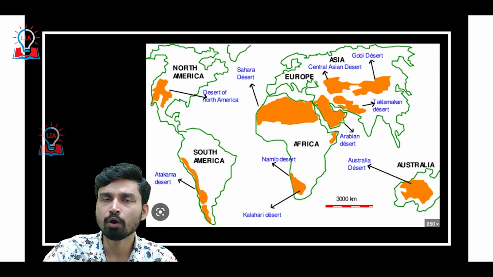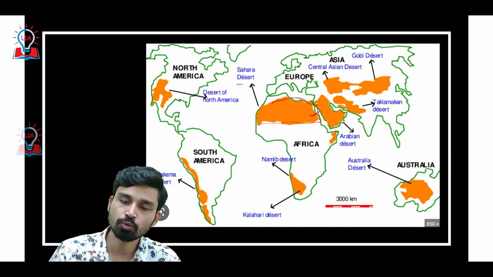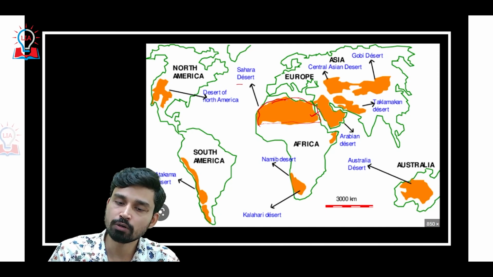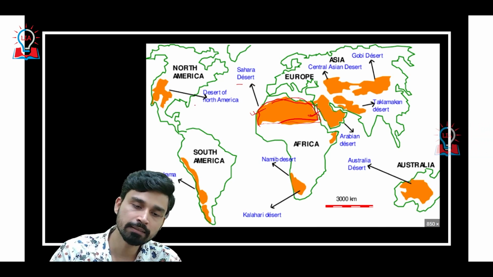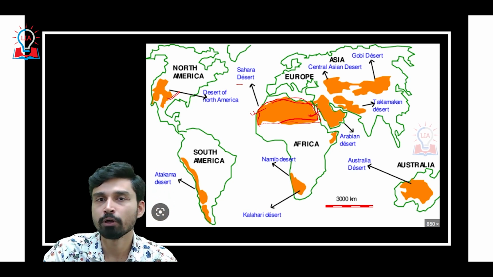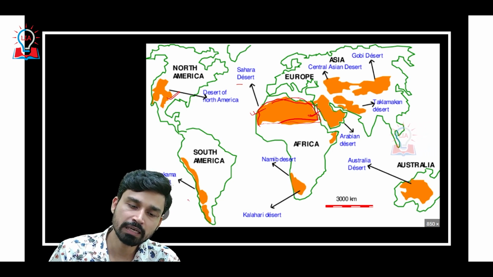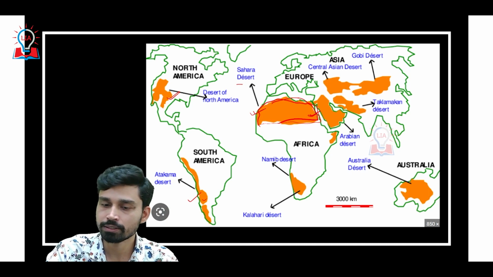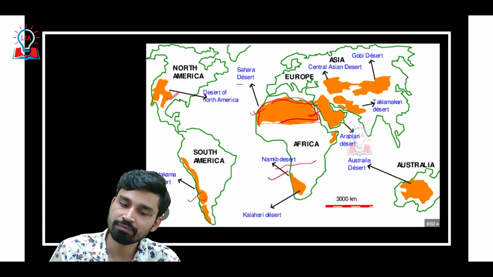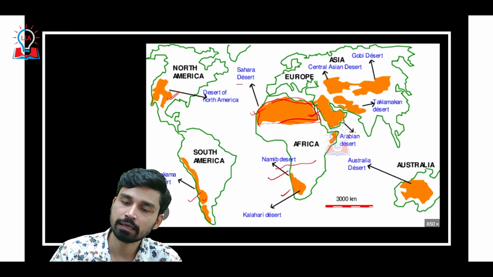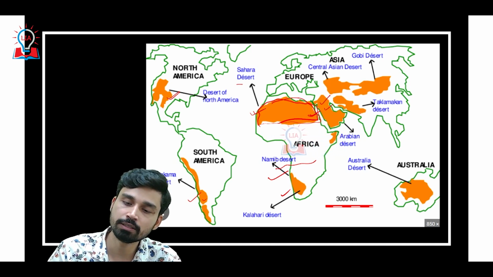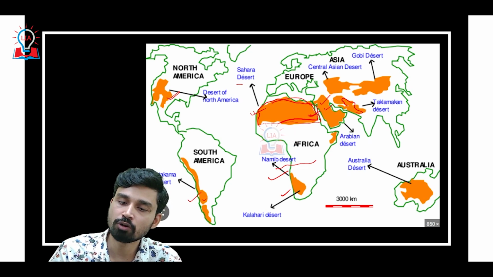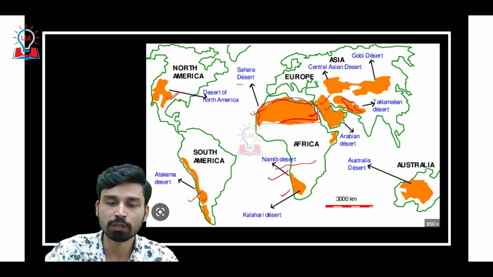To give you a brief idea of the major deserts of the world, the largest desert is the Sahara Desert, situated in the northwestern part of Africa and extending all the way to East Africa. In North America, we have the Mojave Desert and the Sonoran Desert. In South America, we have the Atacama Desert and the Patagonia Desert. In the southern part of Africa, we have the Namib and Kalahari Deserts. In the Arabian Peninsula, the entire area is a desert region called the Arabian Desert. In India, we have the Thar Desert in the northwestern part, extending all the way to Pakistan.